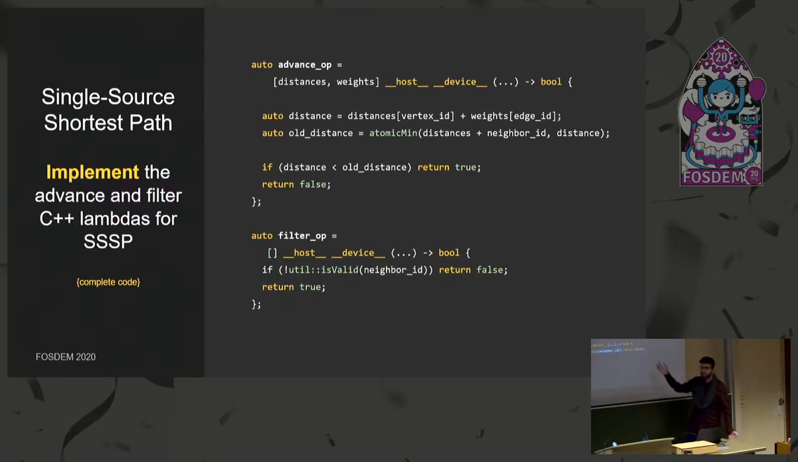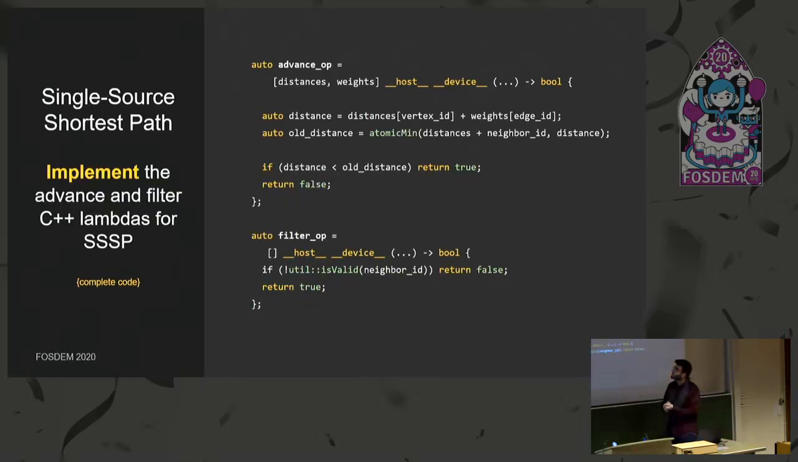What lambdas allow you to do is have the generality of doing anything within a function. So it's basically a user-defined function. Say you wanted to do a traditional or advanced operator in Gunrock, but you also wanted to attach some sort of computation to it.